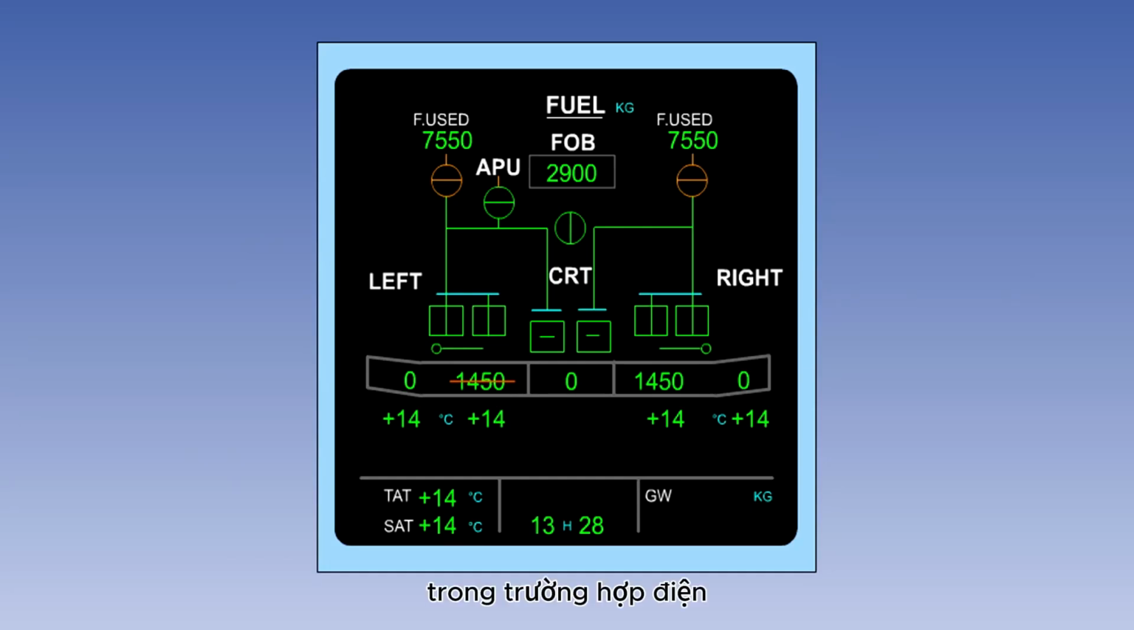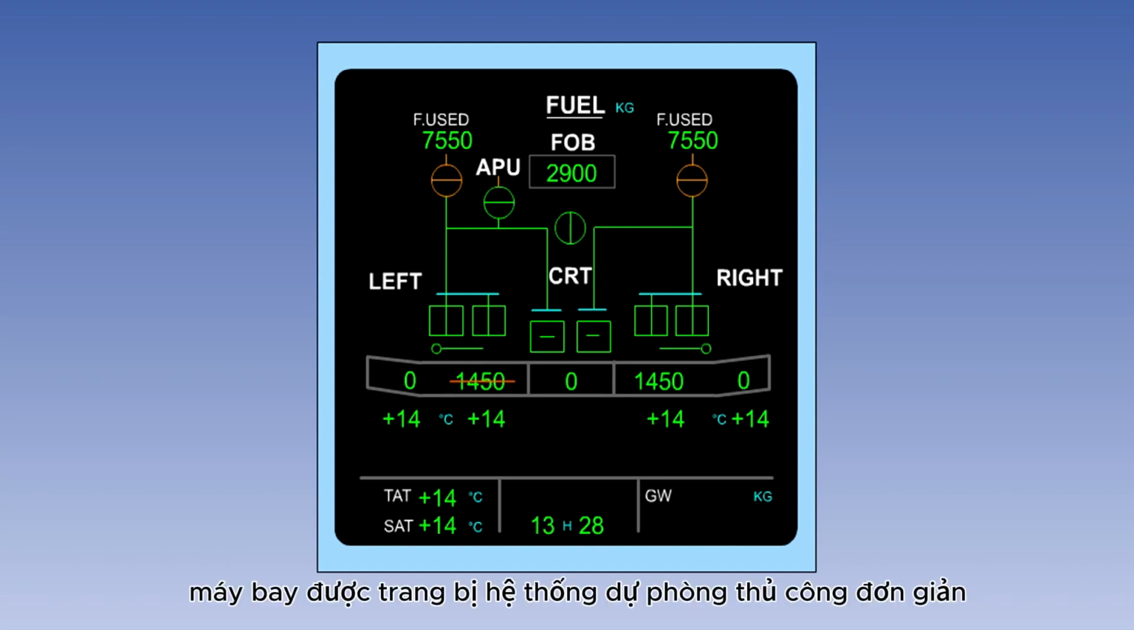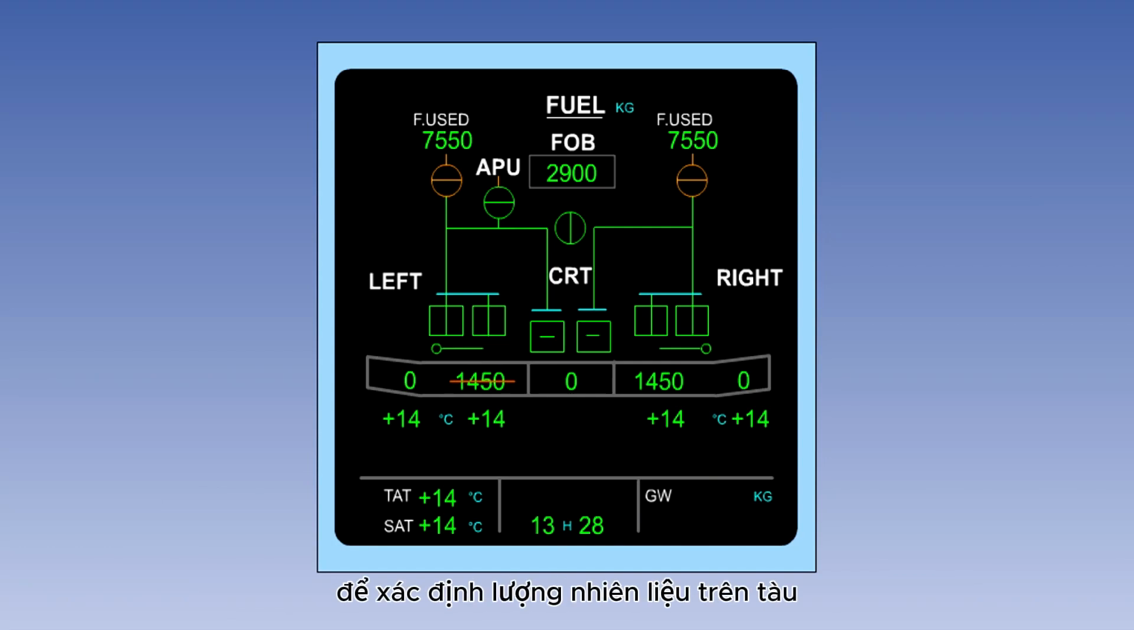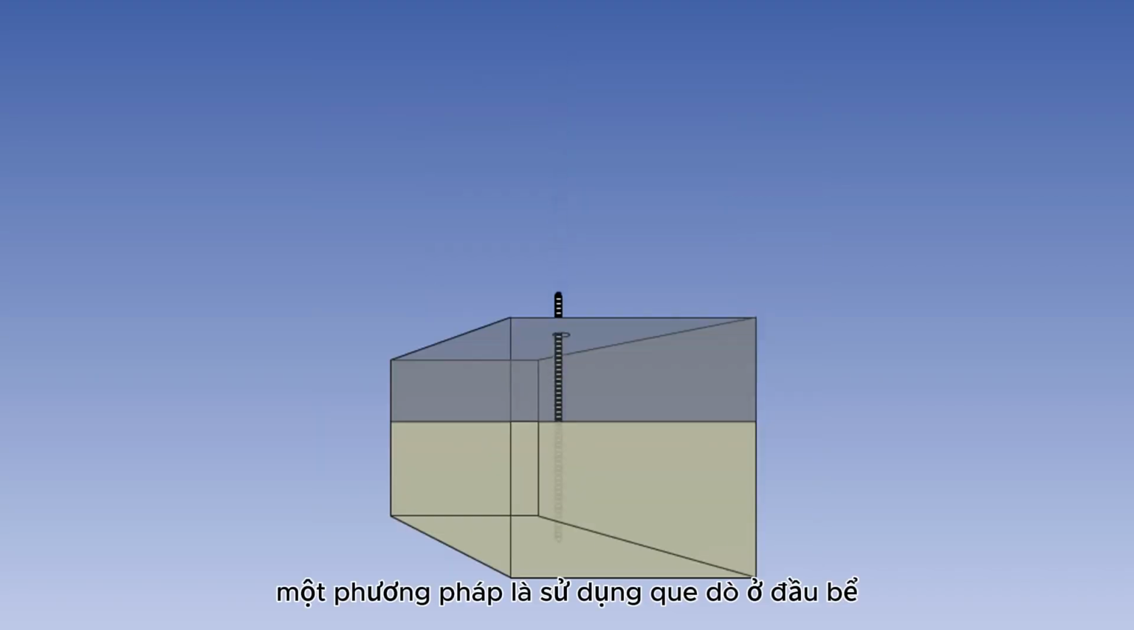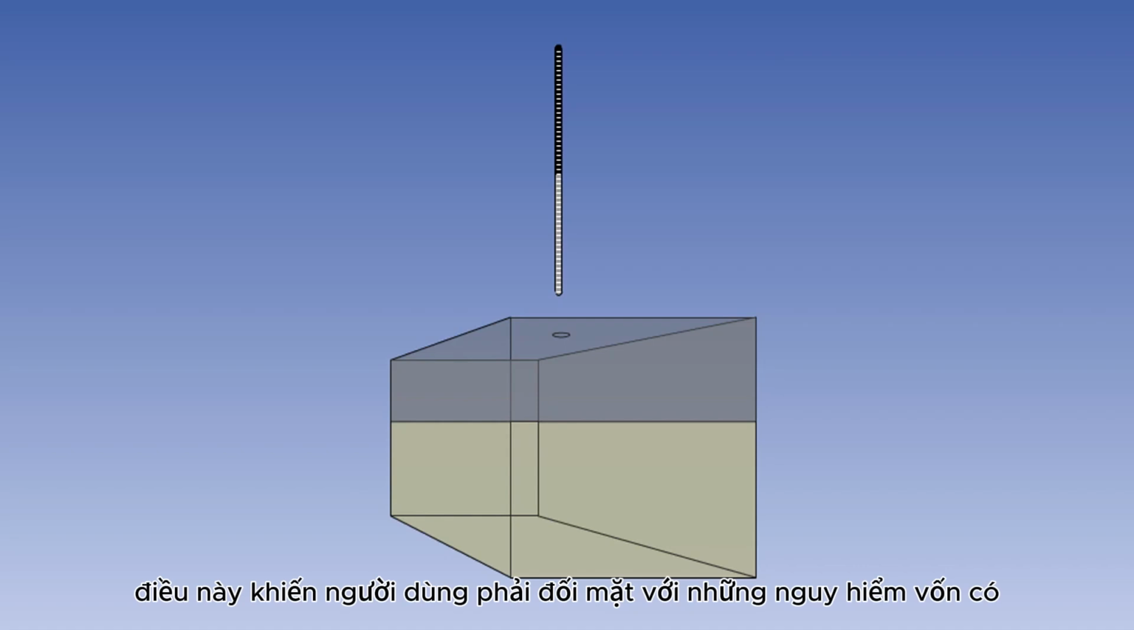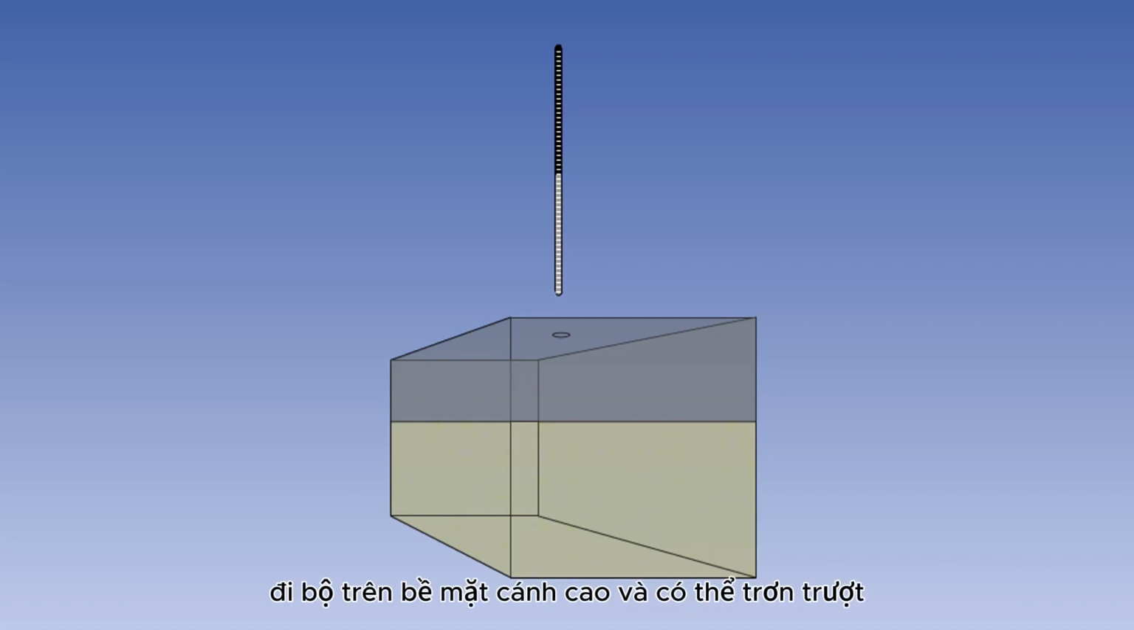In the event that the electrical fuel quantity measuring system fails, or if there is any doubt about the quantity of fuel on board, aircraft are fitted with a simple manual backup system to determine the quantity of fuel on board before flight. One method is to use a dipstick in the top of the tank, but of course this exposes the user to the dangers inherent of walking on high and possibly slippery wing surfaces.